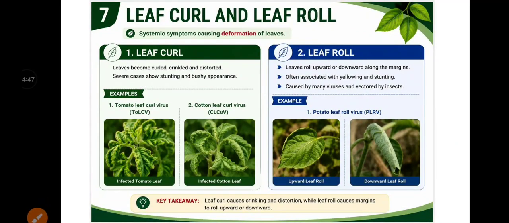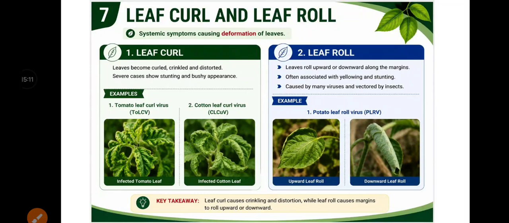Then the leaf curl and leaf roll. Leaf curl and leaf roll, same thing only. Leaf curling means the leaf will be curled down. Why is it curled? Because of abnormal elongation or abnormal growth of the leaf tissue, as well as some starch accumulation, which also leads to curling, crinkling or distortion of the leaf.